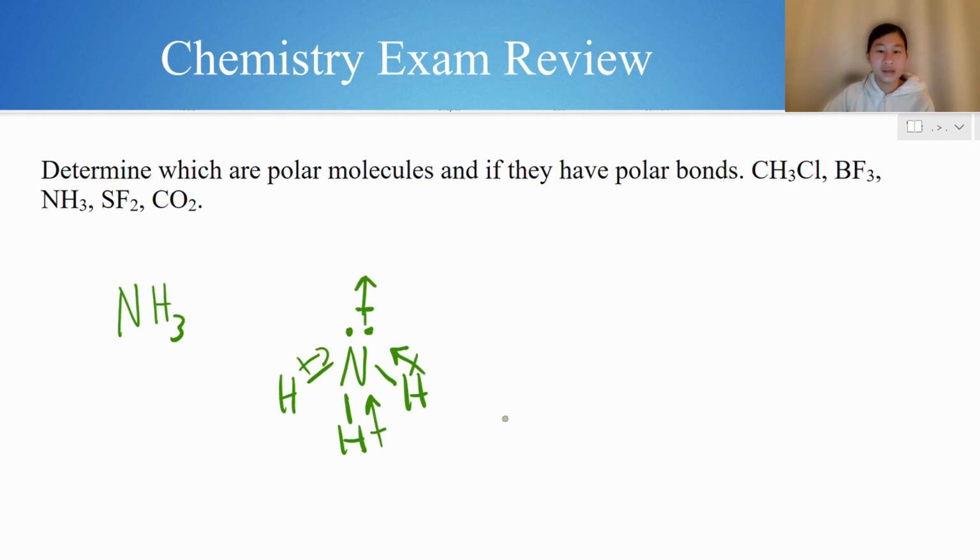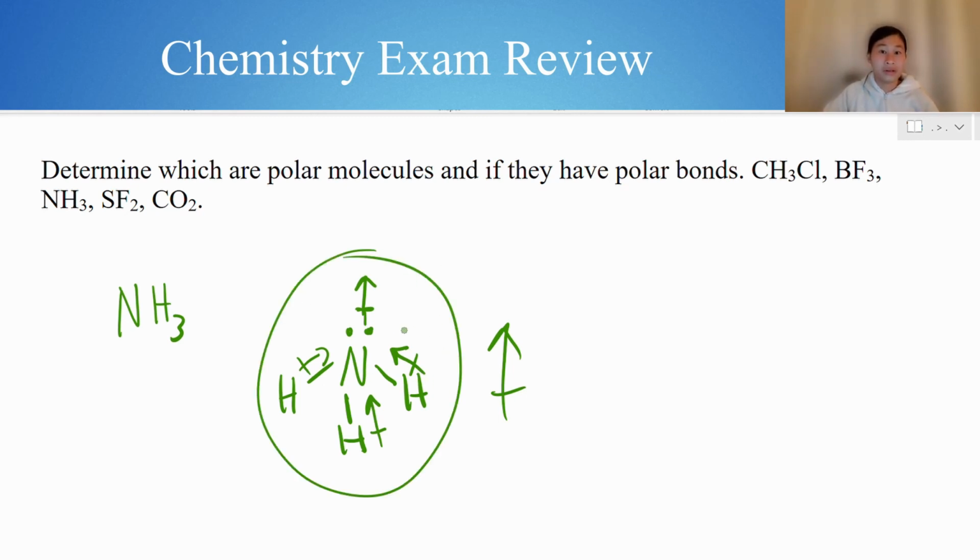So there's a net upward force, and there's really nothing that cancels it out. There's no symmetry. This molecular shape would be called trigonal pyramidal, and there's no symmetry to it. So ammonia is a polar molecule.